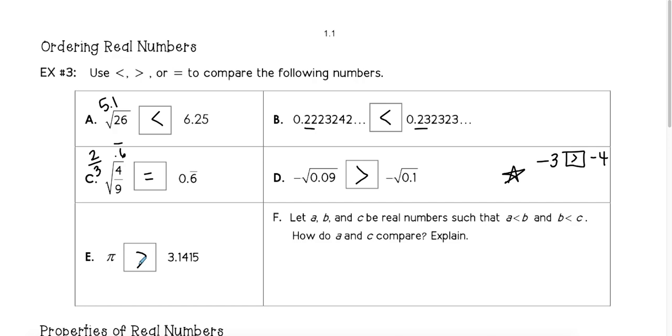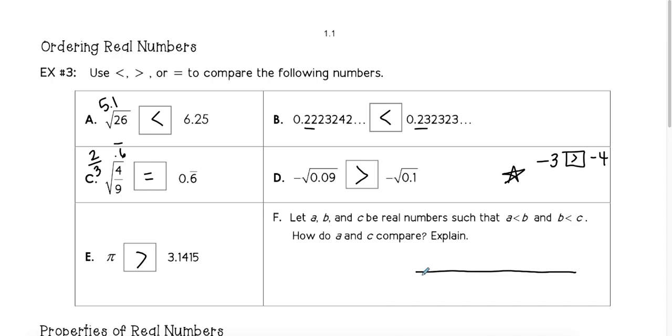Last one says, let A, B, and C be real numbers such that A is less than B and B is less than C. How do you compare A to C? Explain. Hopefully you guys remember this from geometry. You guys did this like 5 million times. So I'll draw a little visual here.